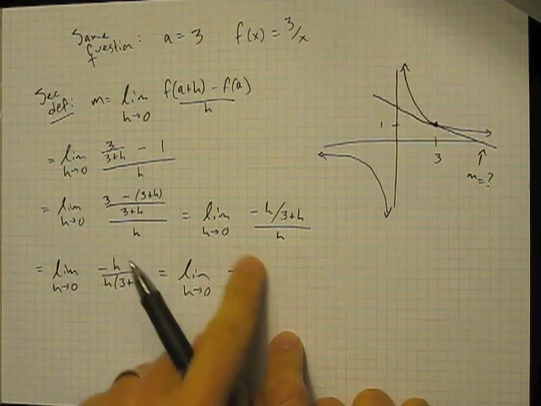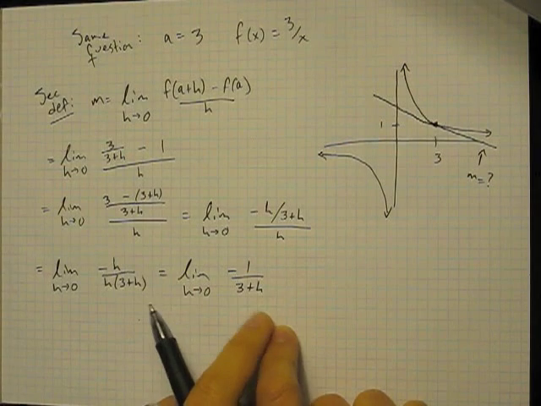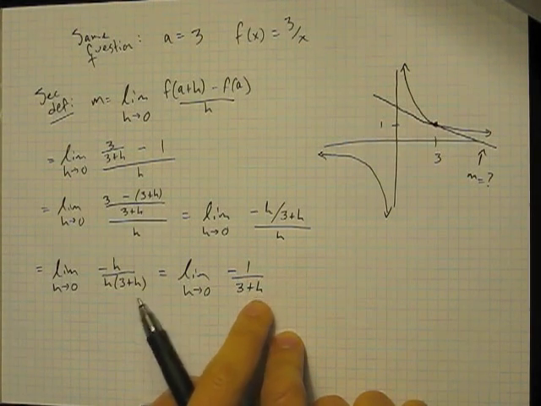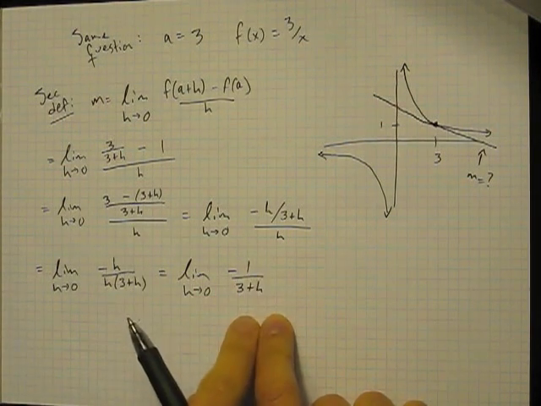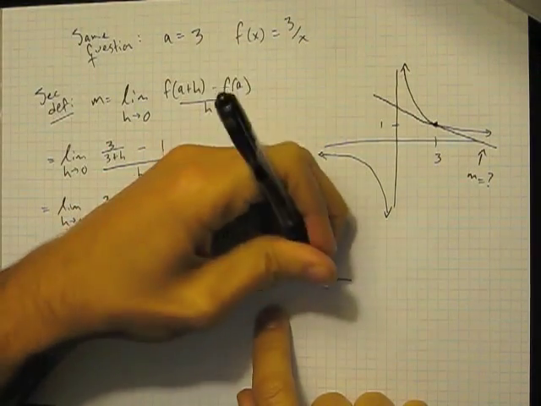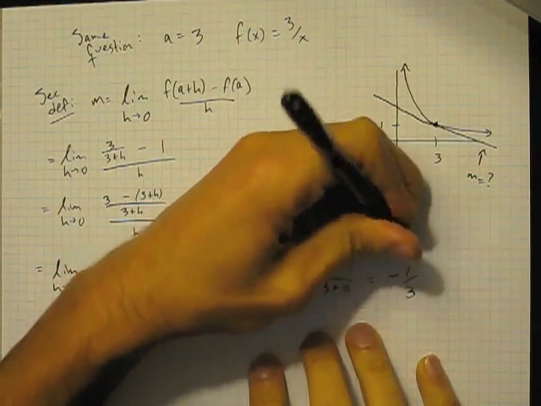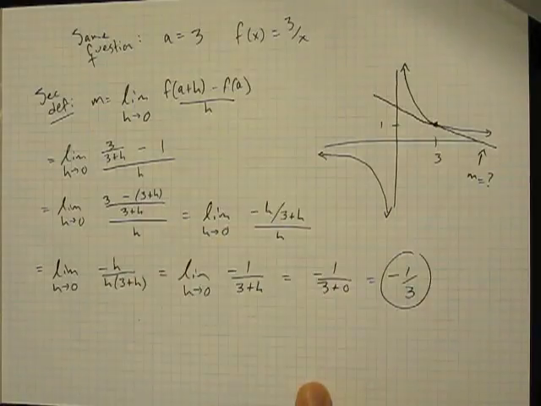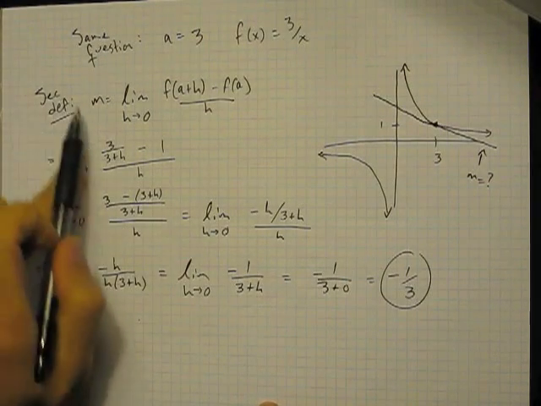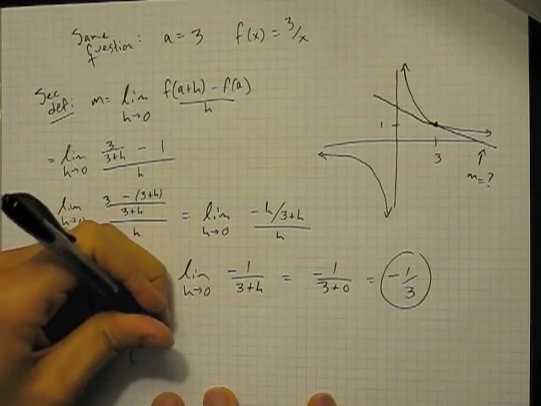Now this is just a rational function. It's two polynomials, and h being 0 is in the domain of this function. So again, we can just plug right in. So this is minus 1 over 3 plus 0, which is minus a third. So that's the slope of this line, minus a third. So this is using the second definition. Know how to use both definitions.